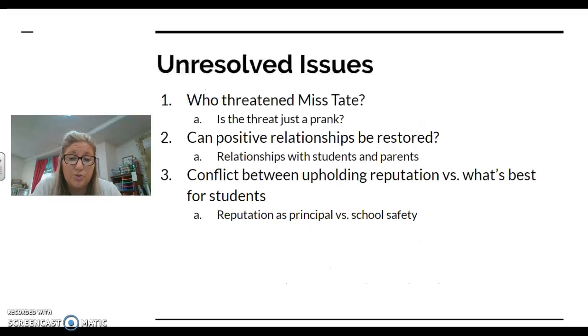Unresolved issues. Who threatened Miss Tate, and is it just a prank? Can the positive relationships be restored through student relationships and the parent relationships? And then the conflict between upholding reputation versus what's best for students. So the principal was really concerned about his reputation. He has a good one, and he didn't want to ruin that. But there's also that school safety issue, so it's kind of going back and forth on what is the most important thing at this time.